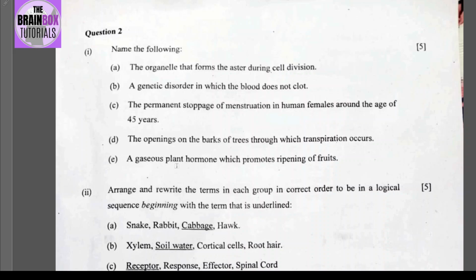Part 1 is name the following. Number A is organelle that forms the aster during cell division. Correct answer is centrosome. Number B, a genetic disorder in which the blood does not clot. That is hemophilia. Now number C, the permanent stoppage of menstruation in human females around the age of 45 years. That is called menopause. Number D, the opening on the barks of trees through which transpiration occurs, that will be lenticels. Number E, a gaseous plant hormone which promotes ripening of fruits, that will be ethylene.